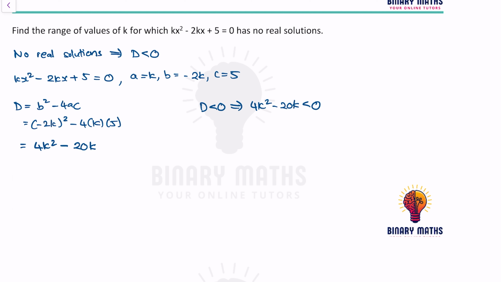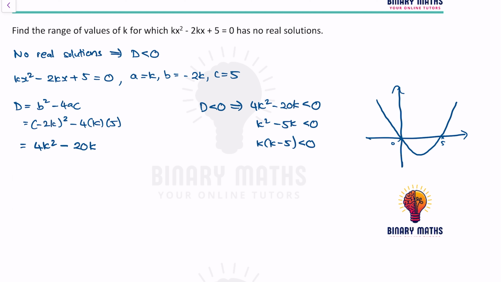Okay, and I know the discriminant is less than 0, which implies 4k squared minus 20k must be less than 0. If I divide through by 4, I get k squared minus 5k is less than 0. I factorize it, I get k times k minus 5 is less than 0. If I do a rough sketch, I know this goes through 0 and 5. It's a positive k squared, so it looks like this.